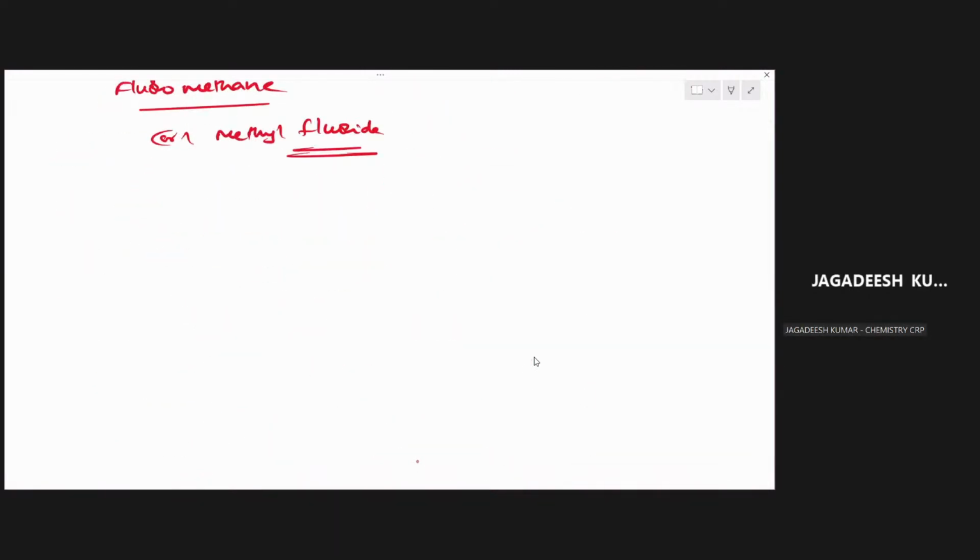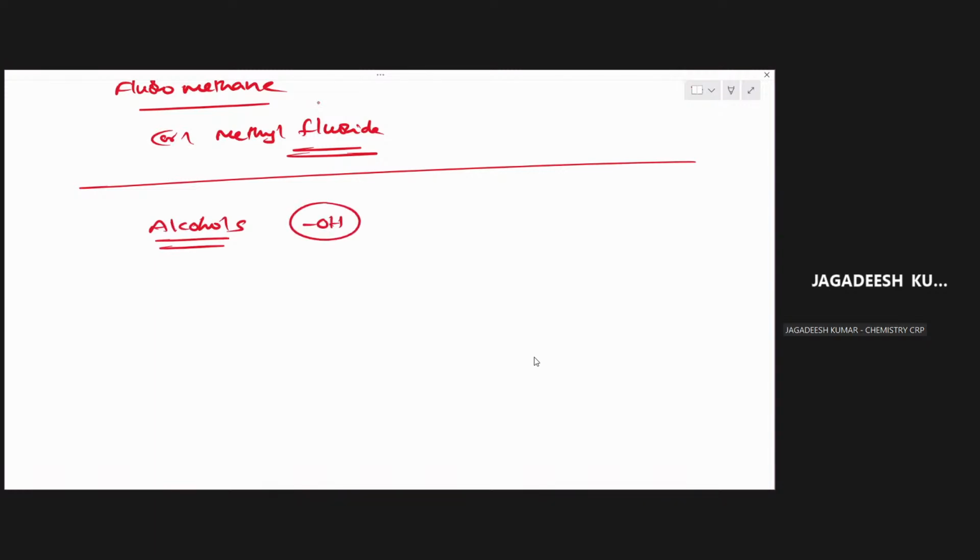So this is about haloalkanes. Now one more functional group we are going to discuss is alcohols. This is the general name, alcohols. Alcohols means, as I already told you, an OH group is present. This is the general name, but the IUPAC name is very important. The IUPAC name is alkanols.